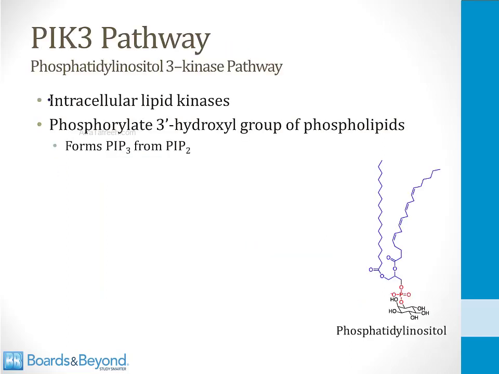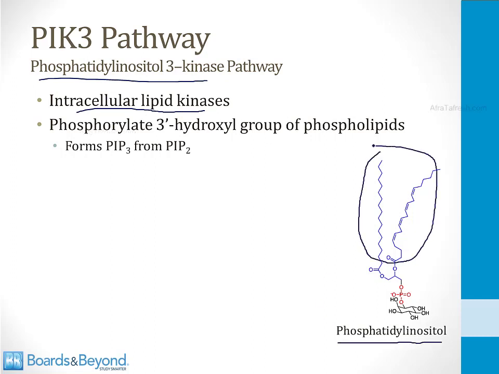The PI3K pathway is the phosphatidylinositol 3 kinase pathway. This is a pathway that involves intracellular lipid kinases. If you look at the bottom right side of the screen, this is the chemical structure of phosphatidylinositol. You can see that it has long chains of carbon and hydrogens, therefore it is a lipid. It's also attached to a sugar moiety with a lot of OH groups, and these OH groups can become phosphorylated. If 2 of them are phosphorylated, the structure is called PIP2. If 3 of these hydroxyl groups are phosphorylated, the structure is called PIP3.